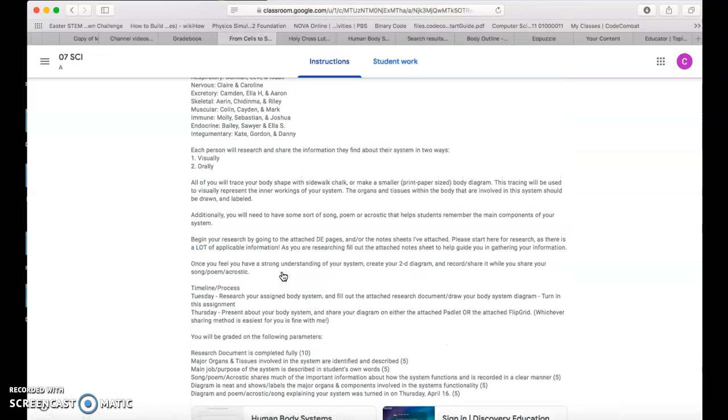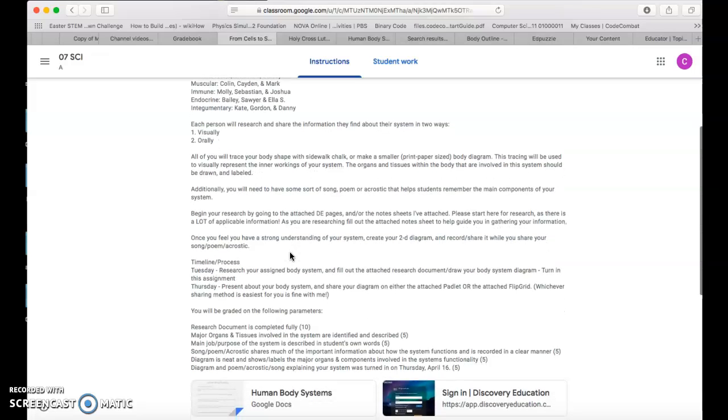That's fine. Since I assume you don't all have butcher paper at home where you can do your own full-sized body diagram. But you're going to, in that diagram, like I said, just draw and label the main components of your system. Then, because we know when somebody just drones on and on and on, like your teacher, it's not as easy to absorb the information.